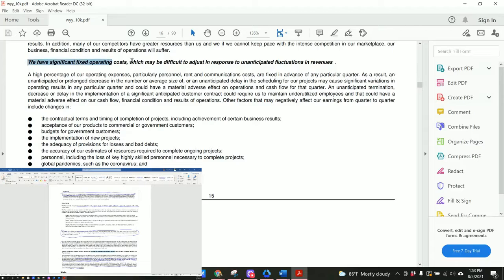Again, I know this because of being in this arena. If you do not, we have significant fixed operating costs, which may be difficult to adjust in response to unanticipated fluctuations in revenue. If you do not know that, you should add that to the notes.